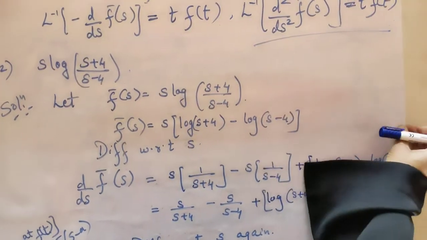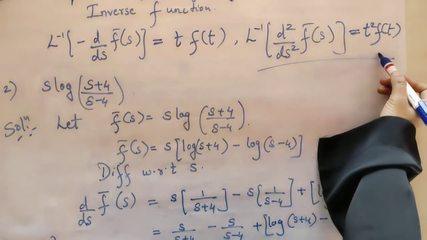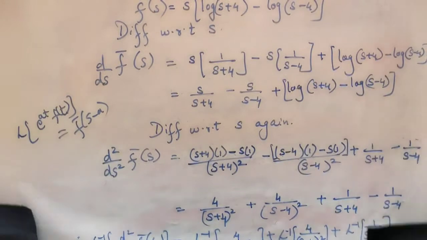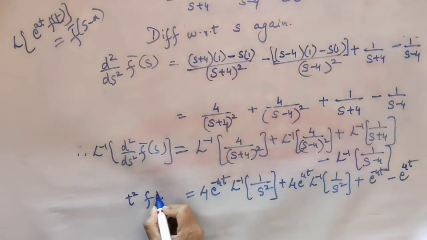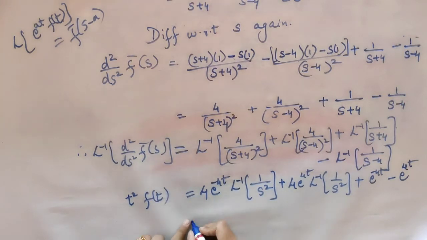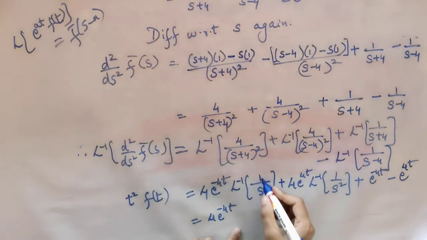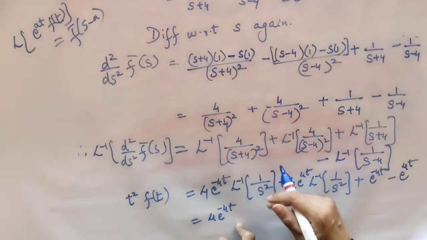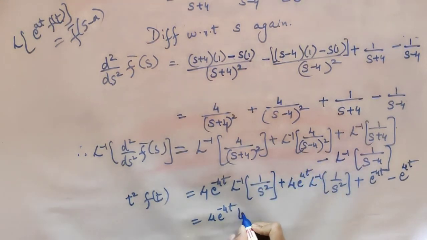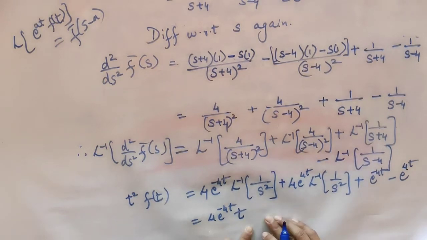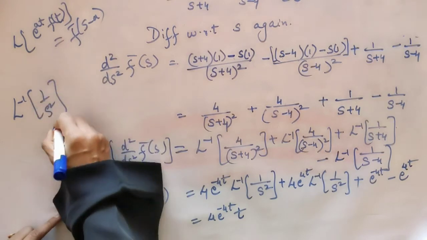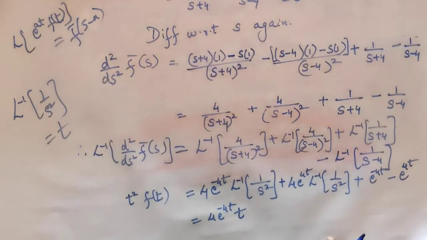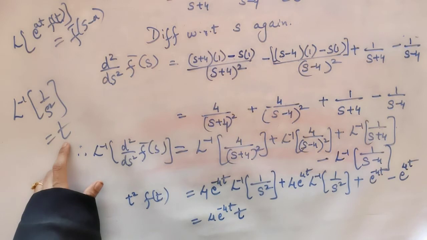And this part, the LHS, I will show you this part. L inverse of second derivative of f bar of s is t square into f of t. So let us write there the same thing. So you have t square into f of t is equal to this part. So this is equal to 4 times e to the power minus 4t into, what is the inverse Laplace transform of 1 by s square? It is t. Yes or no? What is L inverse of 1 divided by s square? It is t. You have solved it so many times. In the standard formula also I have given to you.